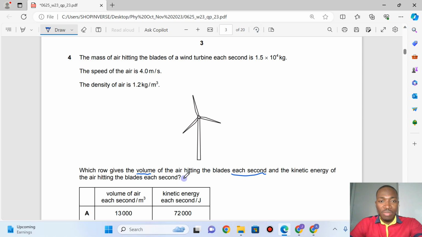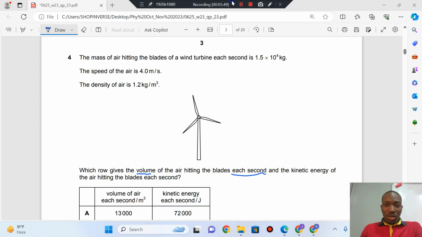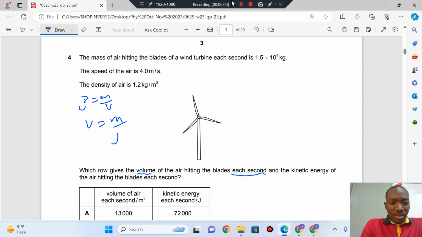How do you get the volume of air? You know, the formula for density is mass divided by volume, right? Good. Density is mass divided by volume. So we apply that here. So density equals mass divided by volume. That simply means volume equals mass divided by density.